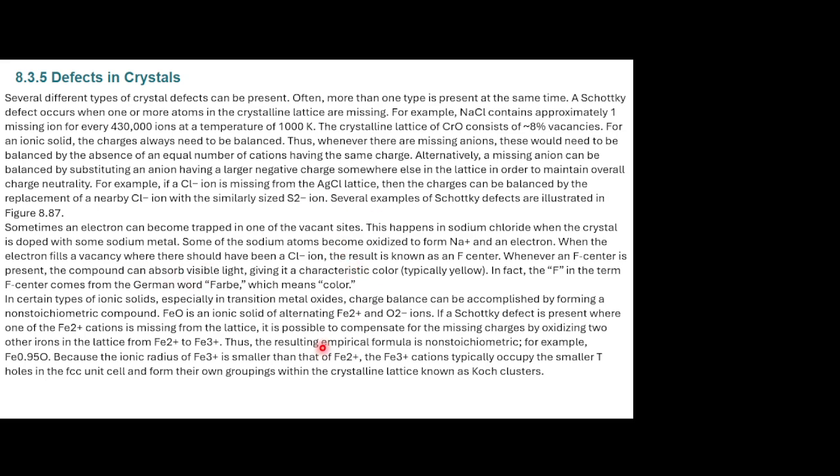So certain types of ionic solids, especially ones with transition metal oxides, are going to have charge balances that can be accomplished by forming non-stoichiometric compounds. For example, FeO is an ionic solid where we have alternating Fe2+ and O2- ions. If a Schottky defect is present, so you have an Fe2+ missing from the crystal lattice, we don't need another cation. We can actually use Fe3+, and so Fe3+ can counter that charge missing somewhere else in the compound.